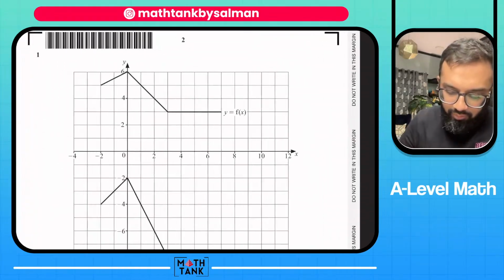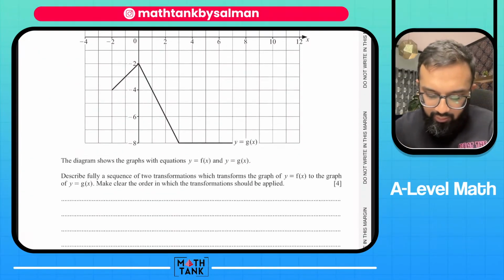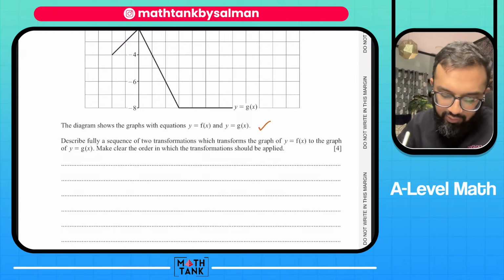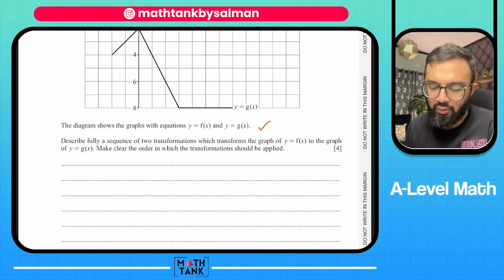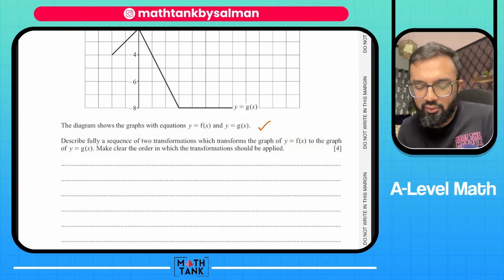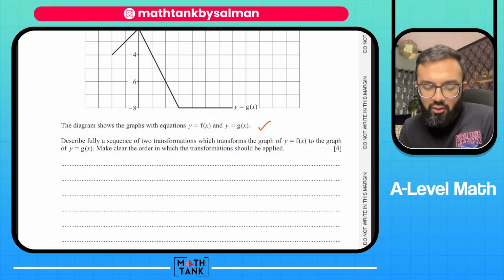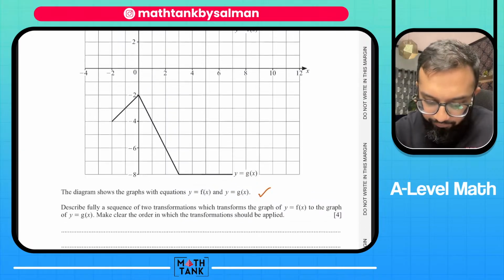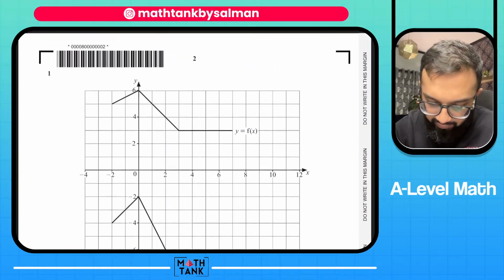Okay. So question number one: the diagram shows the graph with this equation. Describe fully the sequence of two transformations that transform the graph of y equals f of x to the graph of y equals g of x, making clear the order in which the transformations should be applied. Okay, so from f of x to g of x.